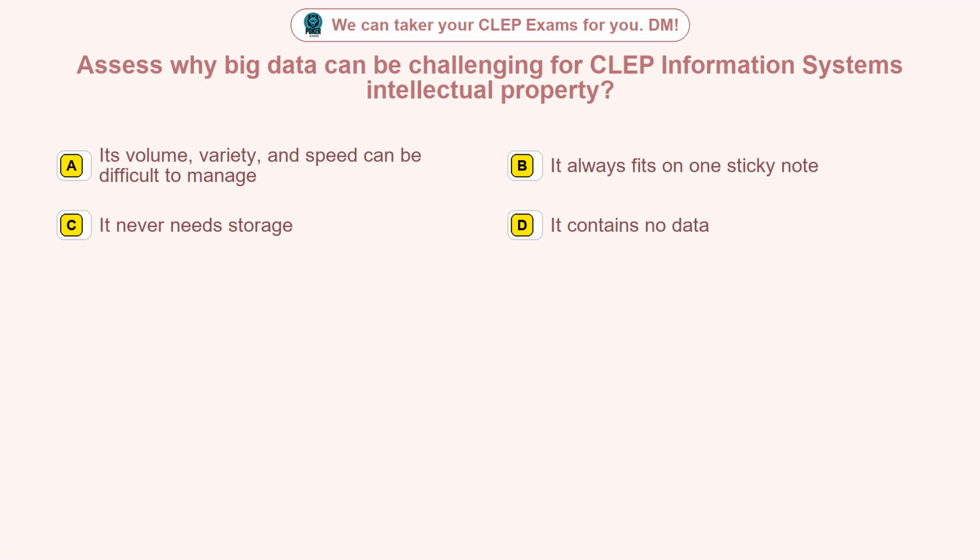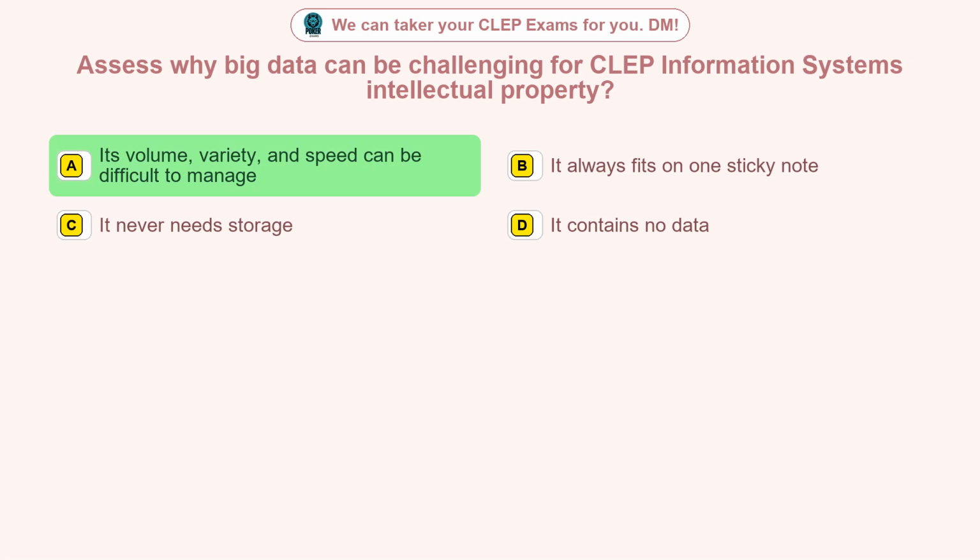Question 86. Assess why big data can be challenging for CLEP Information Systems intellectual property. Option A. Its volume, variety, and speed can be difficult to manage. Option B. It always fits on one sticky note. Option C. It never needs storage. Option D. It contains no data. The correct answer is Option A.